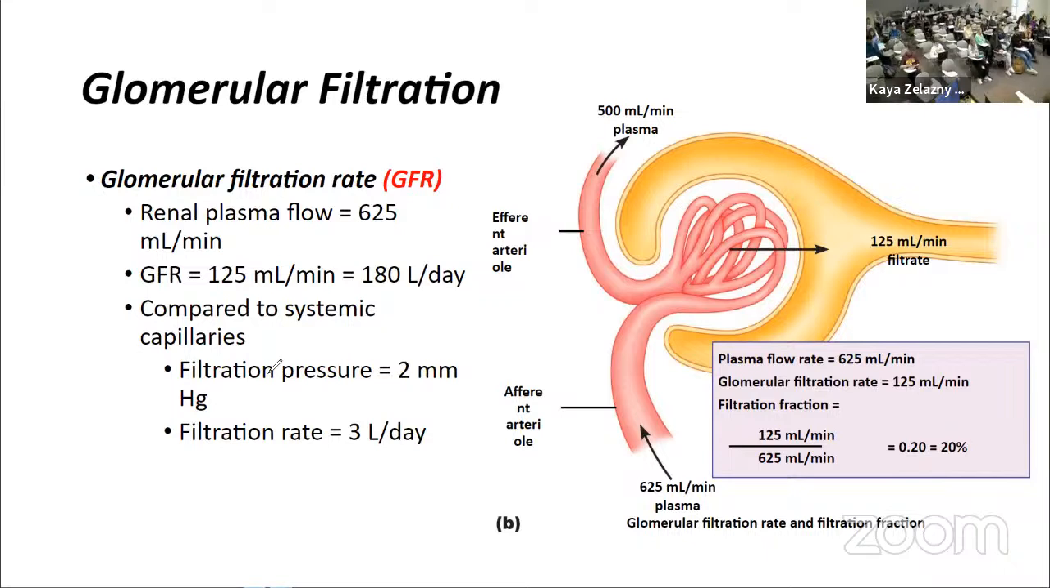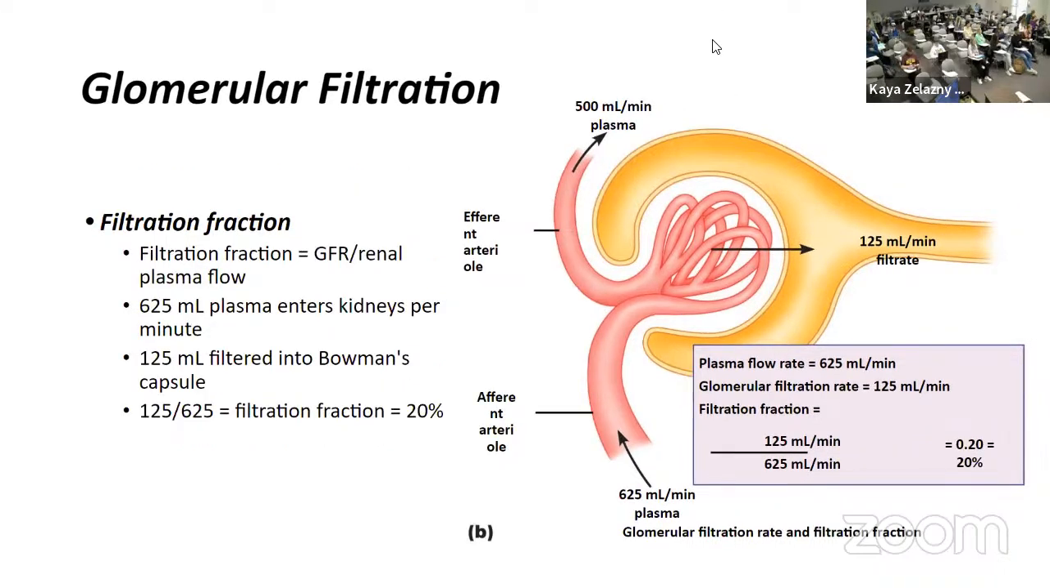In our systemic capillaries, when we were talking about net filtration pressure, our overall net filtration pressure when we added it up was often something like 2, and we had a filtration rate of about 3 liters per day. We now have a typical filtration pressure of, we just calculated, like 16. Now we have a much, much higher filtration rate than we did before. So this is how we get that 180 liters per day. These are just our typical values here.